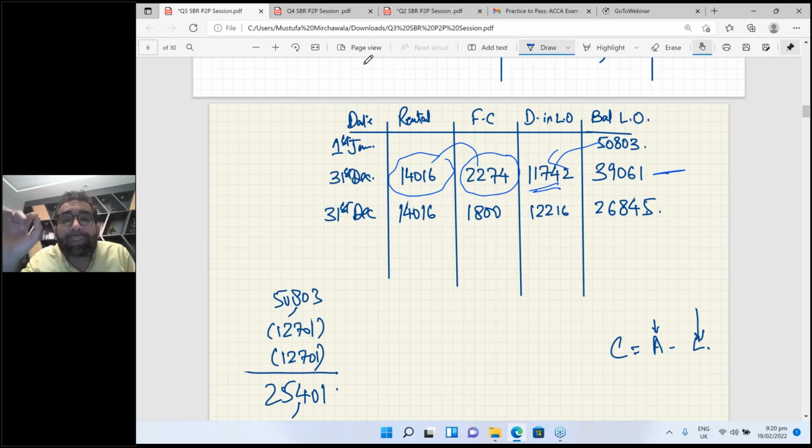But on the ROU side, you straight away deduct the depreciation of 12701. So just think, in the first year you reduced your liability by 11742, but your asset went down with a bigger pace. So in this way, your carrying value of asset is going down with more speed, but liability is not going down with that speed.